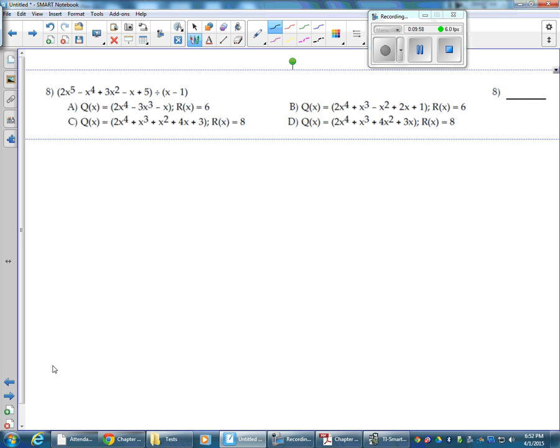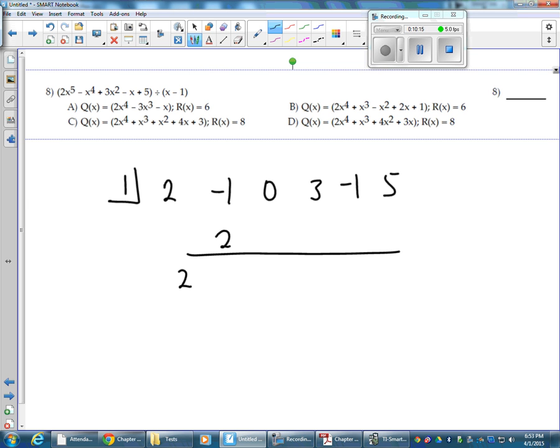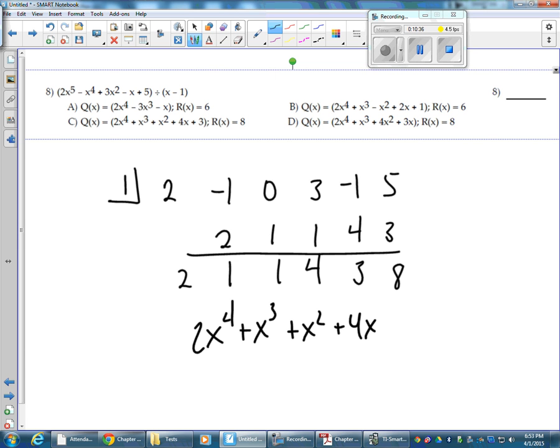And then number 8. On the outside, I'm going to put a positive 1, and then I'm going to put 2x to the 5th, negative 1x to the 4th. There's not an x cubed, so I'm going to put a 0 there. 3x squared, negative 1x, and 5. Bring down the 2. 1 times 2 is 2, and add, you get 1. 1 times 1 is 1, and add, you get 1. 1 times 1 is 1, add, you get 4. 1 times 4 is 4, and add, you get 3. 1 times 3 is 3, add, you get a remainder of 8. So it starts with 2x to the 4th plus x cubed plus x squared plus 4x plus 3 with a remainder of 8. My answer is C.